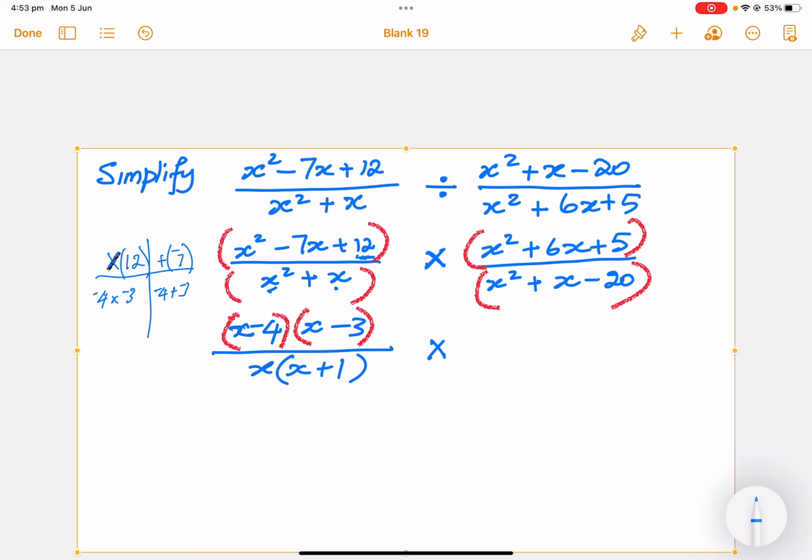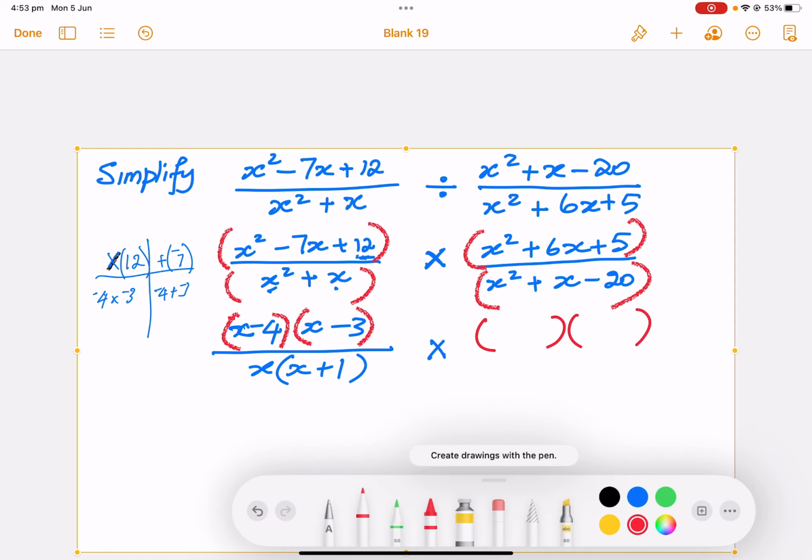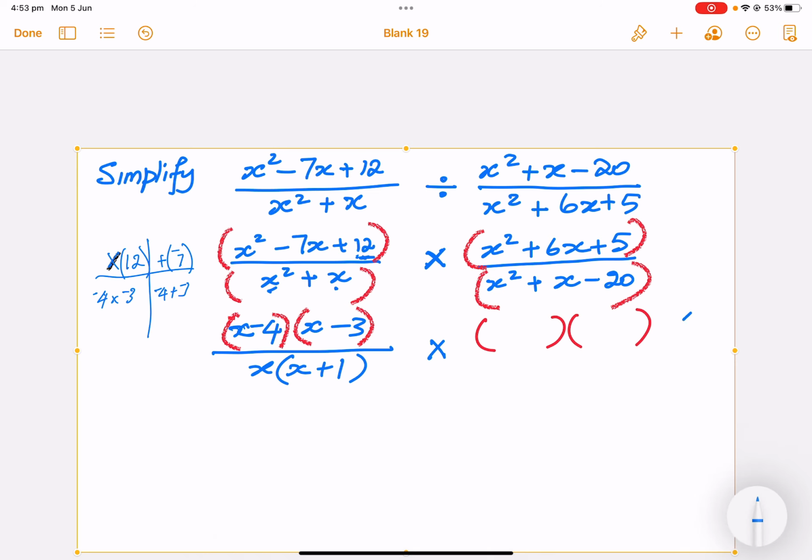And now the numerator, x squared plus 6x plus 5. Hopefully this can factorize. Let's try it. We want two numbers that multiply to equal 5 and add to equal 6. So 5 times 1 is 5, 5 plus 1 is 6. So they're the two numbers we're looking for, 5 and 1. So it's x and x to equal x squared, and positive 5 and positive 1 will expand into x squared plus 6x plus 5.